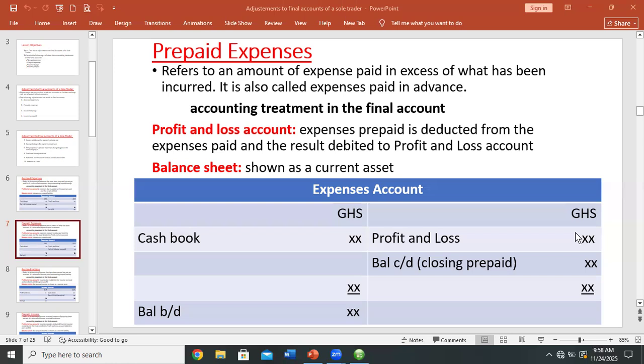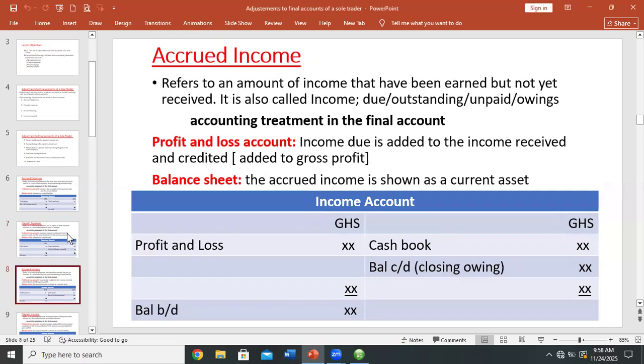Okay. Let's quickly look at the other two, which are the accrued income. Accrued income. So let me get another professor to read that for me. Prof. Portia. Prof. Portia. Yes, sir.